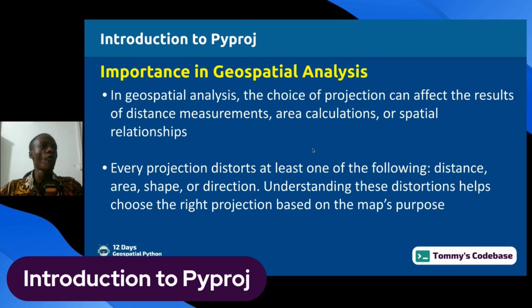So depending on what you want to really preserve, if you want to preserve distance accurately, to the best you can, then you choose a particular type of projection. If you want to represent area more accurately, you choose another type of projection. And so with shape and direction and all the rest. So understanding these distortions helps you to choose the right projection based on your map's purpose.